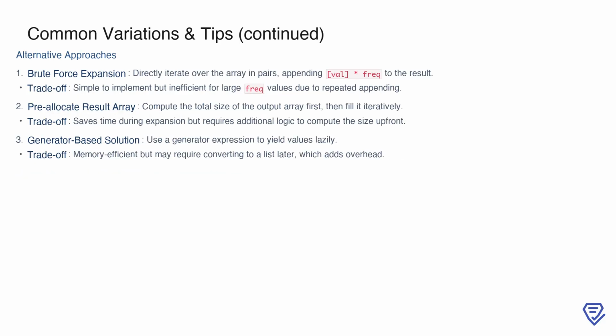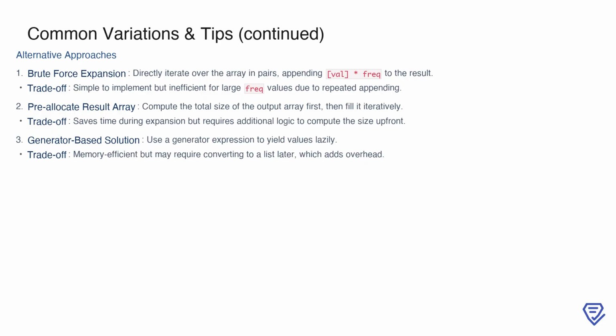There are several alternative approaches to solving this problem, each with its own trade-offs. The brute force expansion method involves directly iterating over the array in pairs and appending val * frequency to the result. While simple to implement, this approach becomes inefficient for large frequency values due to repeated appending. A more efficient alternative is pre-allocating the result array by calculating the total size of the output first and then filling it iteratively. This saves time during the expansion process but requires additional logic to compute the size upfront.